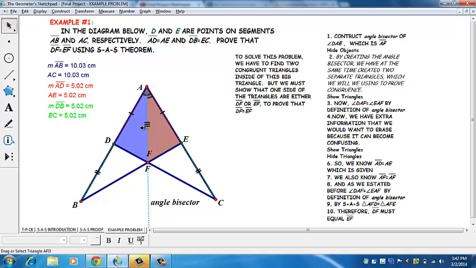Therefore, if these two triangles are congruent, this side is congruent to this side, is congruent to itself, and these two angles are congruent to each other, then it has to be that this line is congruent to this line. And there we go. We have proven using SAS that line DF is congruent to line EF.